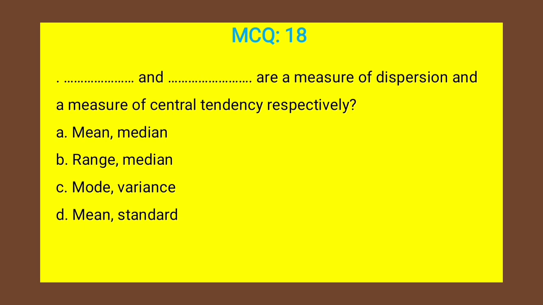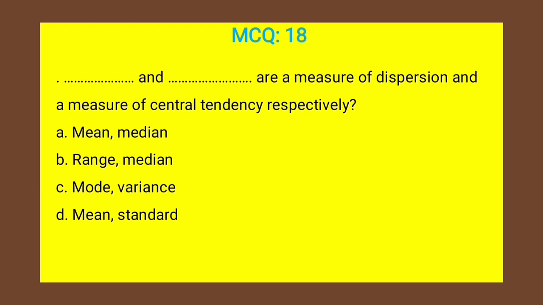Dash and dash are the measure of dispersion and measure of central tendency respectively. When we say a measure of dispersion, we are trying to talk about how the data is being spread. We are talking about the variability of the data, in terms of how it is measured using various approaches. We are talking about the spread and the variability. So when it comes to measures of dispersion, we have the range, the standard deviation, the mean deviation, and the variance as part of the measures of dispersion, right?